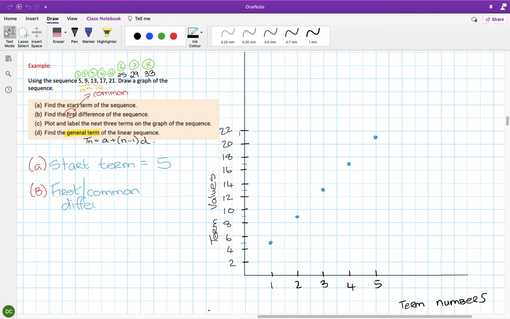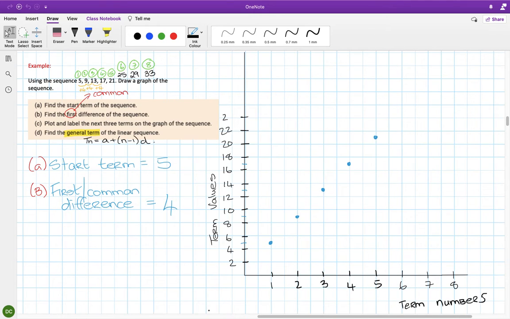So the first or common difference is how much it's going up by each time, which in this case is 4. Okay, now the third one is the one I was trying to prepare for there. So plot and label the next 3 terms. Okay, so I need to extend my axis at the bottom, my x-axis, to include 6, 7, and 8. Okay, and likewise up here I have to go up to 33. I think I have enough room.